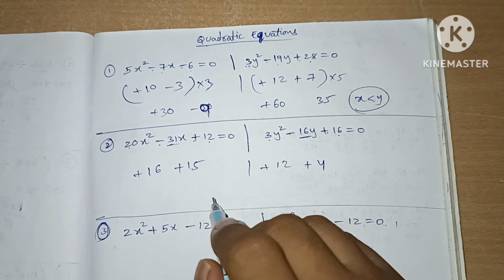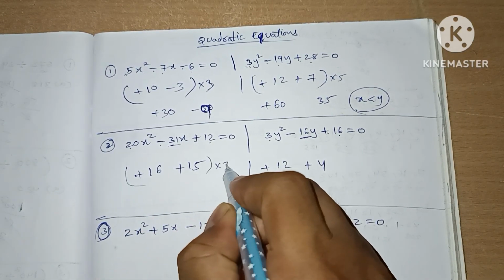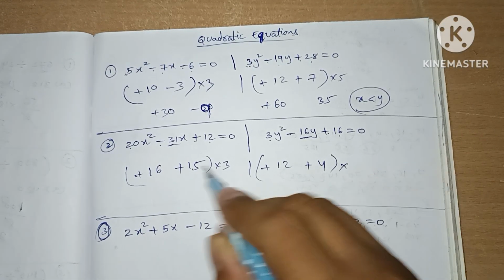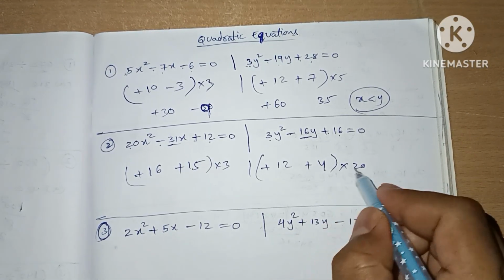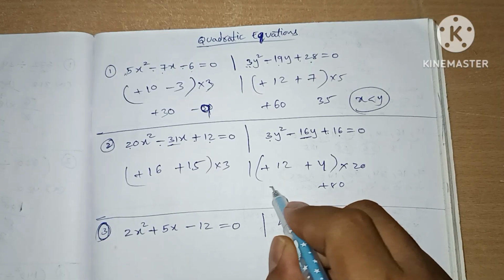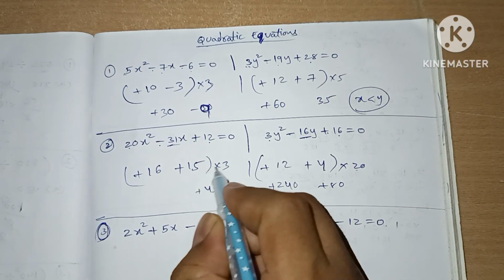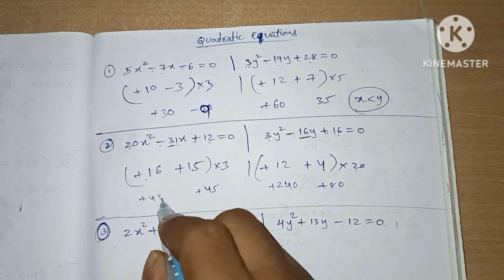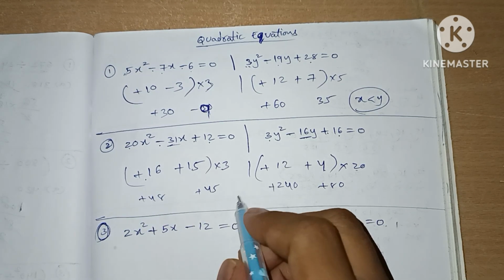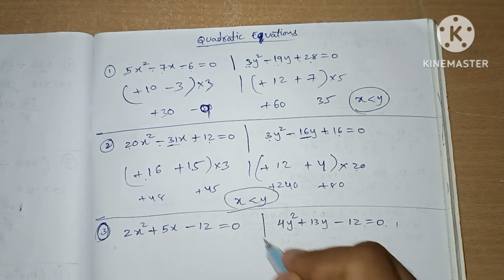To make the base equal, we need to multiply this with 3 and this with 20. So we get plus 80, plus 240, here 45 plus 45, this will be plus 48. Now by comparing these two, it is clear that x is lesser than y.